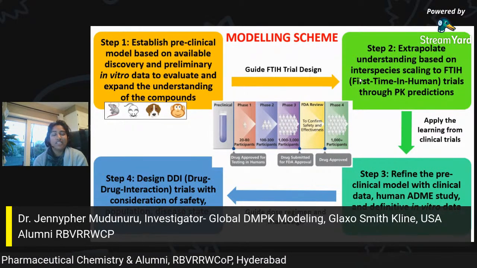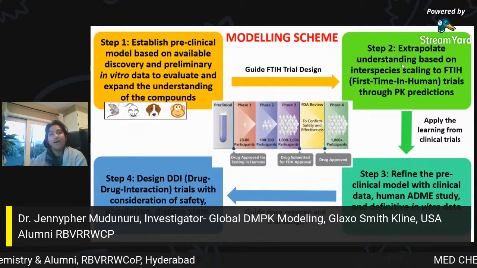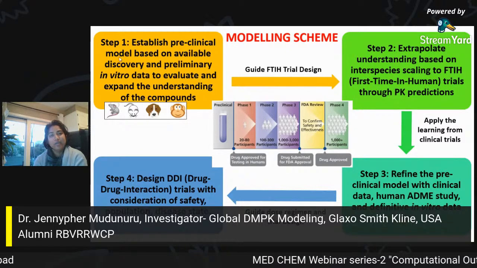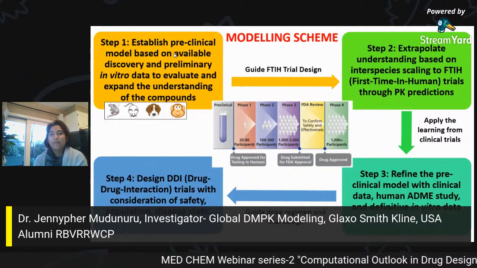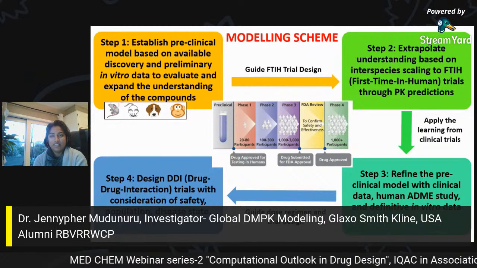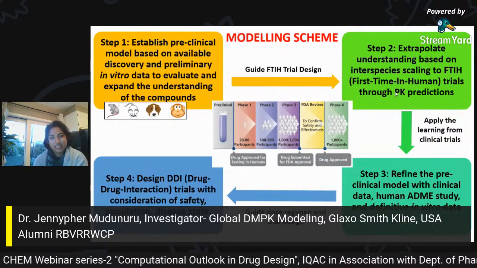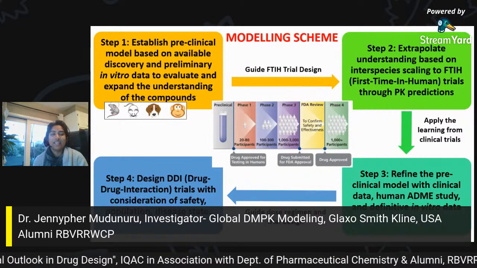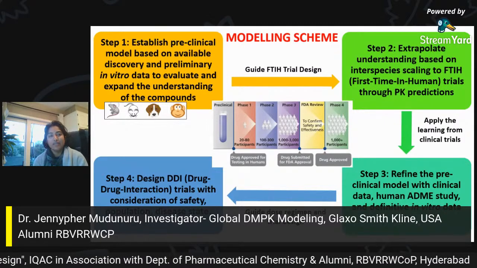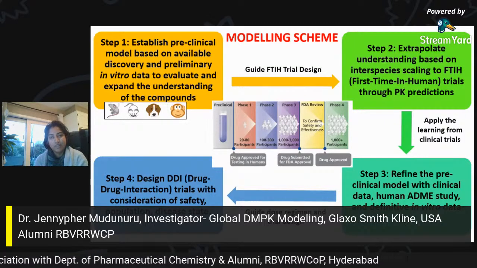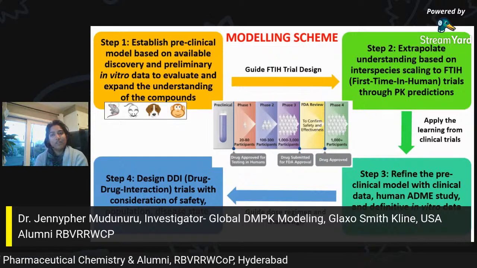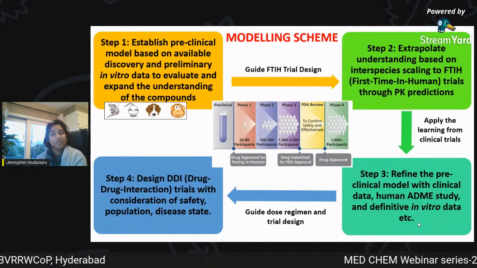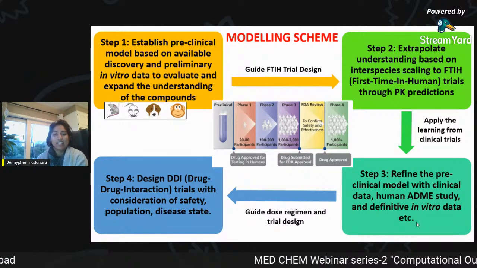Sometimes there might be a knowledge gap and you might have under predicted or over predicted compared to what you actually see in the human, based on the very first model. So we take the learnings from this first in human study and then we refine the model. As and when data keeps coming in, we keep refining and updating the model to a better place, because now your data is coming from humans, which is the final species that you want to study in.